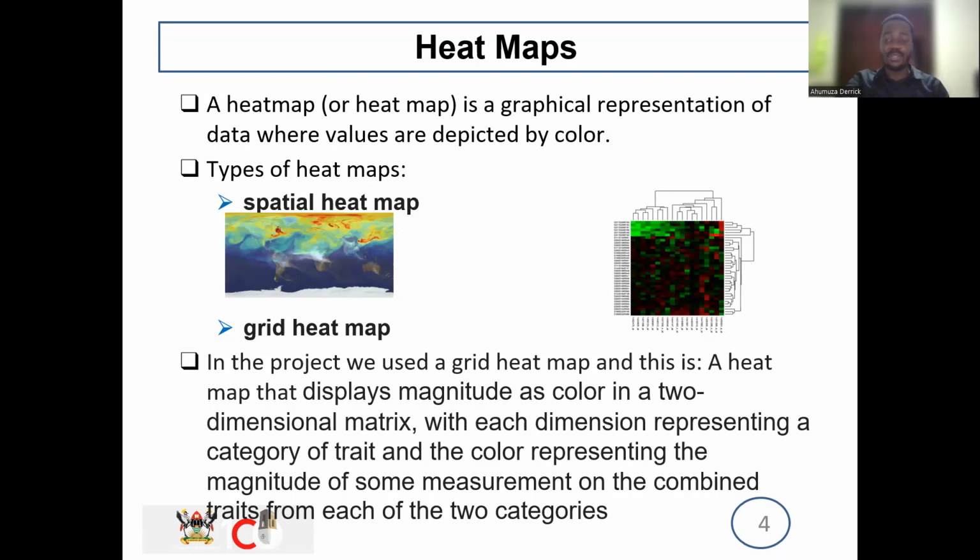An example of grid heat map, and that's the type that we chose to use for our AI projects, like the dataset. The project that we're using has a grid heat map, as I already said, and it's a heat map that displays the magnitude as a color into the 2D matrix, which basically shows color representing like the magnitude of some measurement combined traits from each of the two categories.